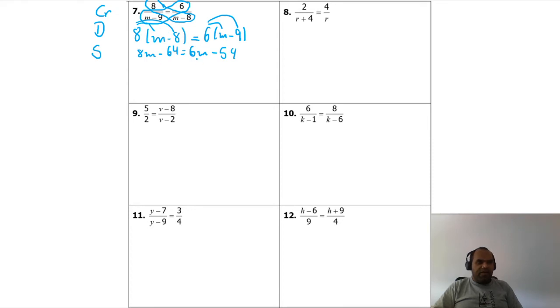Right now I need to move it. Let's move the variable. I move 6m to the other side. It is negative 6m, the opposite, and goodbye here. 8m minus 6m, it is 2m.